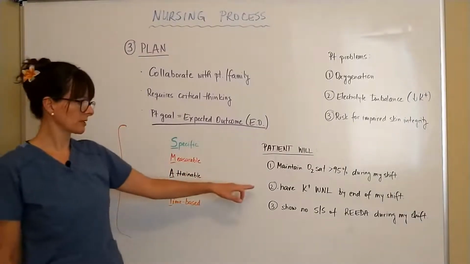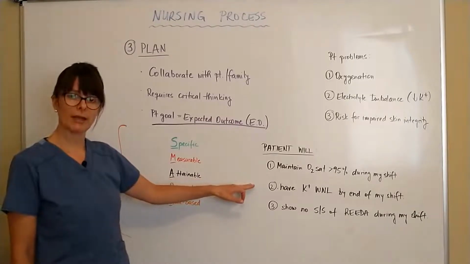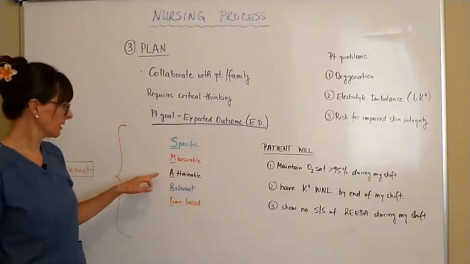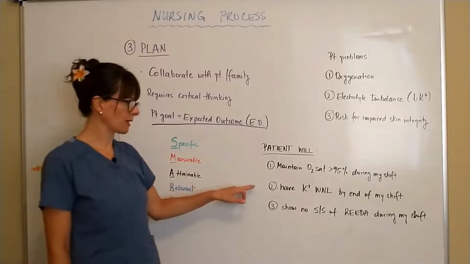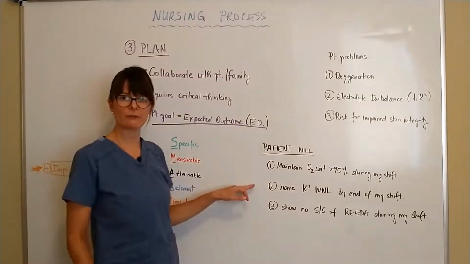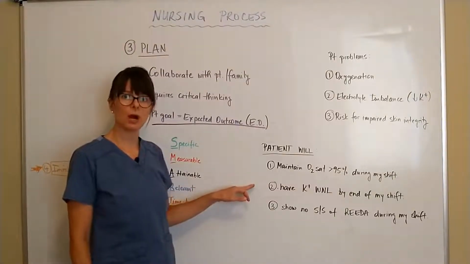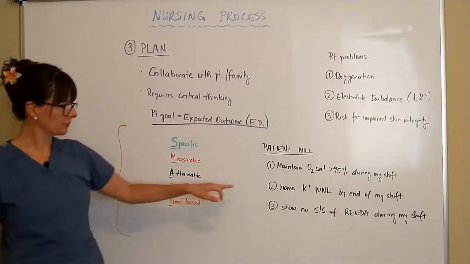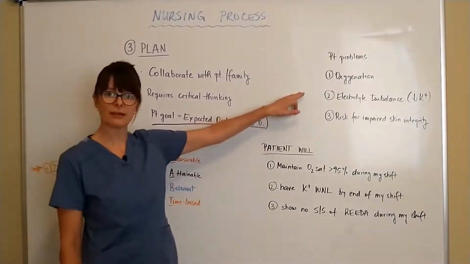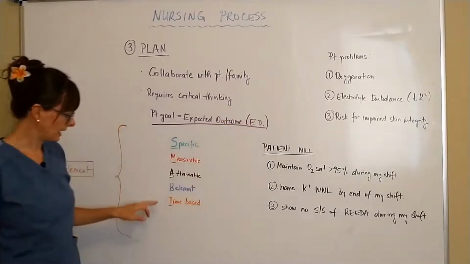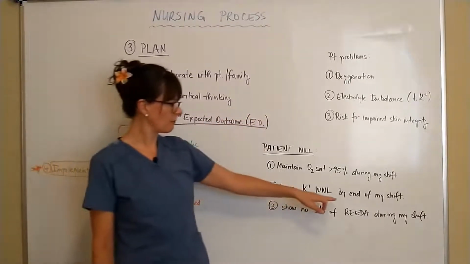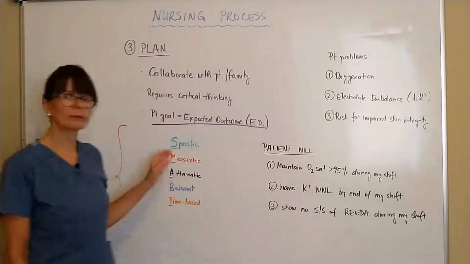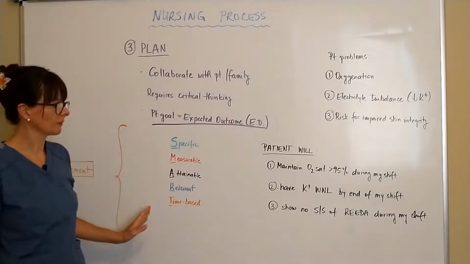It's measurable because I can look at their metabolic panel results and their potassium. It's attainable by the end of my shift. Now certainly I'm going to have to take certain measures to accomplish that, to replace their potassium. And it's relevant to the patient because I had identified this being a problem, and it's time-based by the end of my shift. So again, we meet all the SMART criteria.